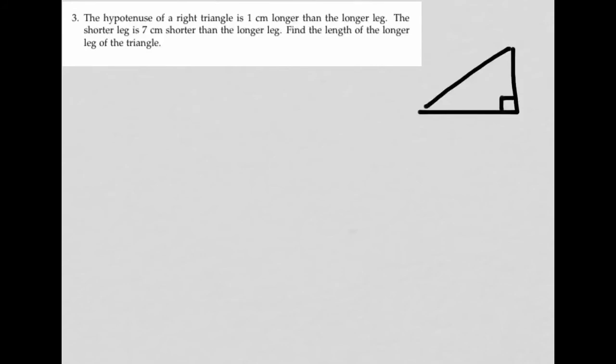So, the side facing the right angle, the 90-degree angle, is the hypotenuse. Let's call it H. The other two sides are the legs of a right triangle. As you can see, one is longer than the other, so that would be the longer leg. Let's call that L. And that would be the shorter leg. Let's call that S.